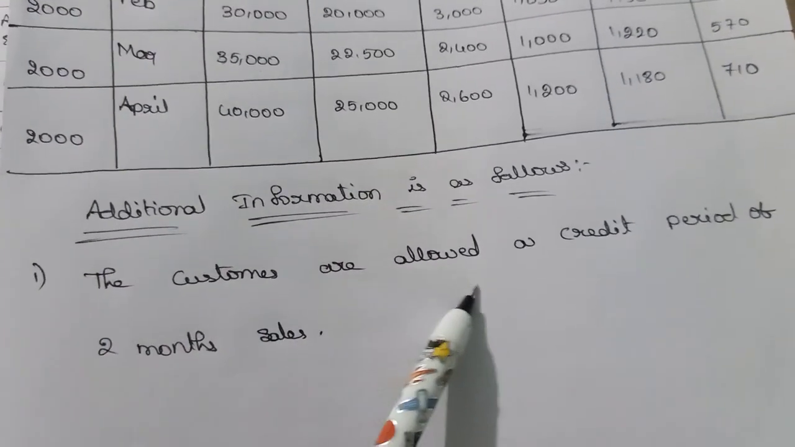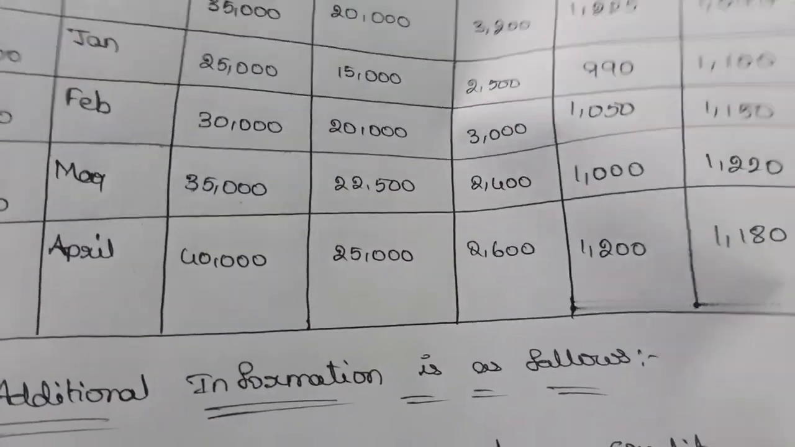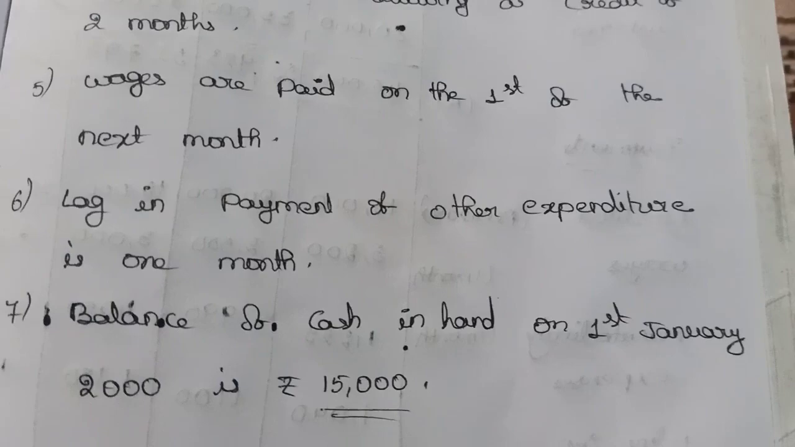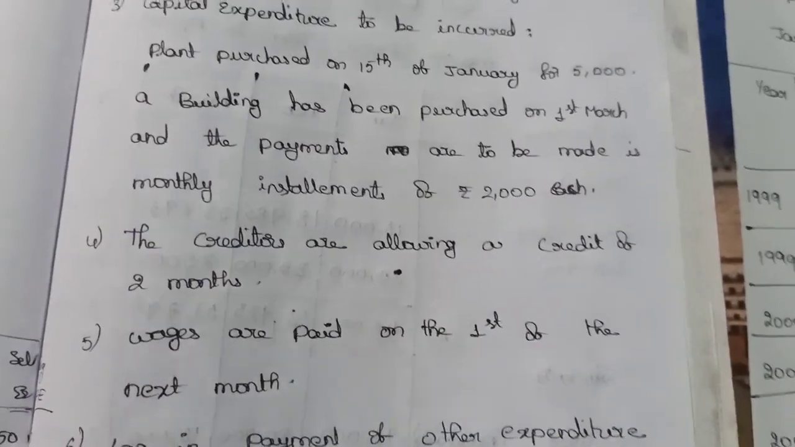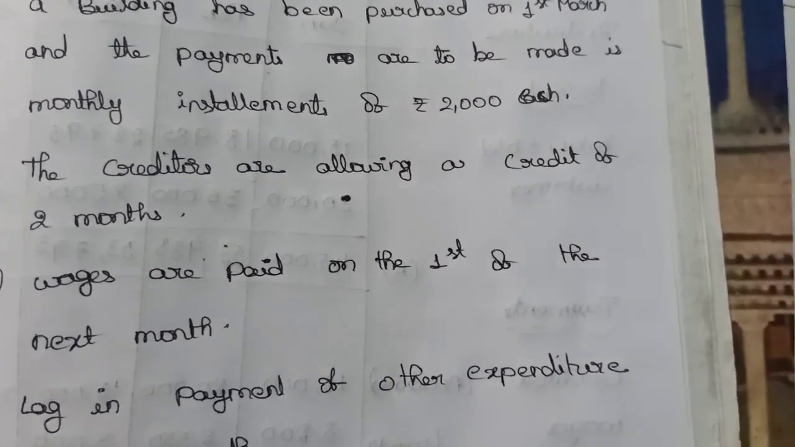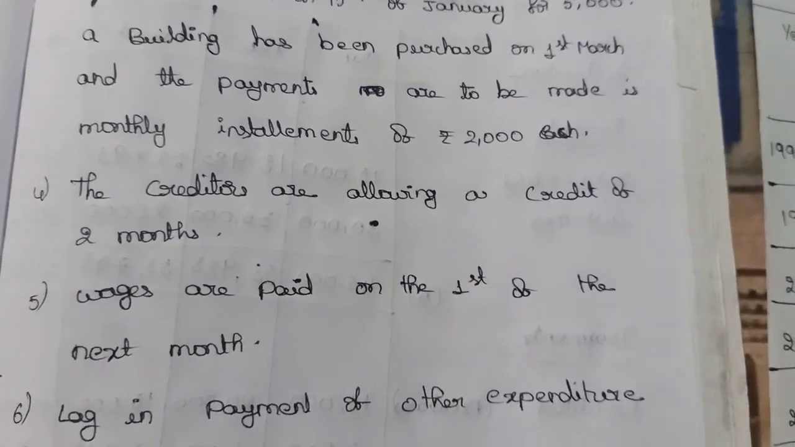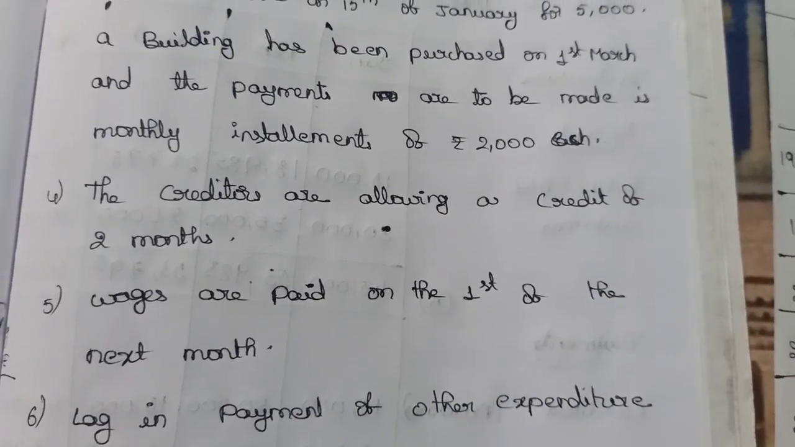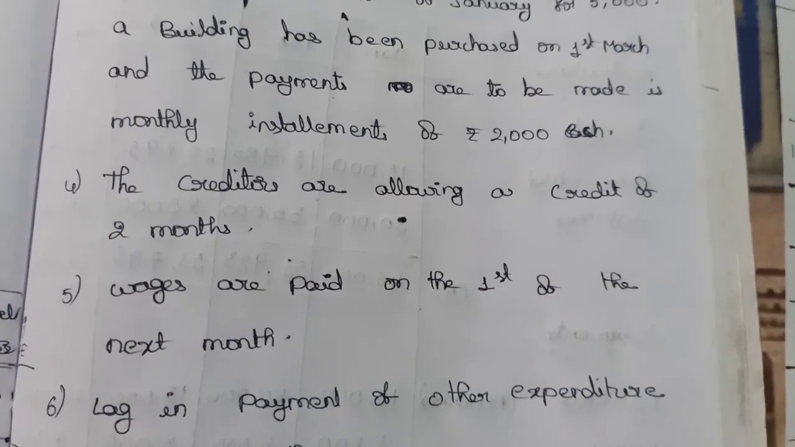The customers are allowed a credit period of 2 months on sales. So what is happening here? The customers are accepted to be allowed the credit period. Credit period means you have to understand that after 2 months you can do the payment.